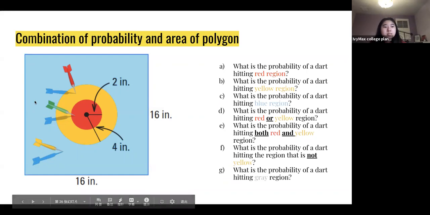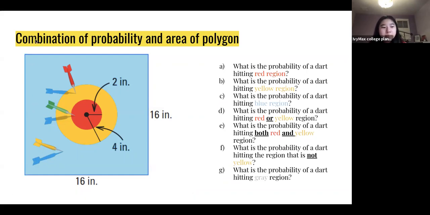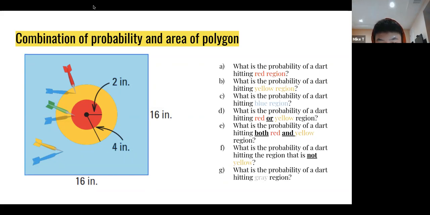Okay, so let's go with Mike for the F. So for F, we need to find the probability of a dart that is not hitting the yellow part. As we already solved for the probability of a dart hitting the yellow region in part B, since the question is asking the probability that is not hitting the yellow, we just use 1 to subtract the answer that we got in part B.